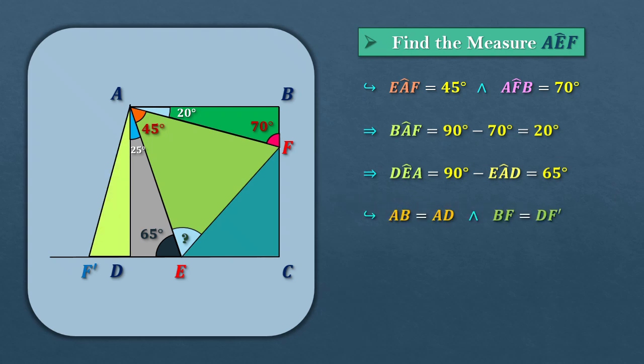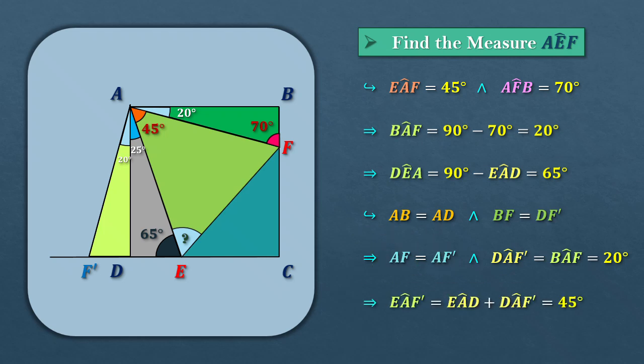We then compare triangles ABF and ADF prime. Side AB equals side AD because they are sides of the square. Also, the length BF equals the length DF prime by construction. Therefore, these two right triangles are identical. This implies that AF equals AF prime, and angle DAF prime equals angle BAF, which equals 20 degrees. From this, we determine that angle EAF prime equals angle EAD plus angle DAF prime, that is 25 degrees plus 20 degrees, yielding 45 degrees.